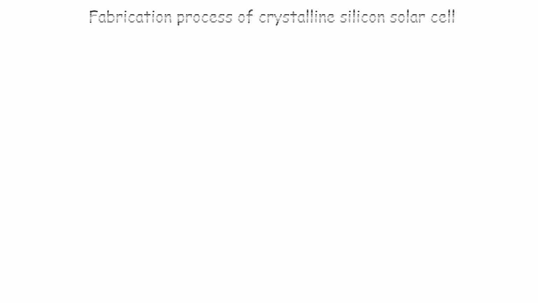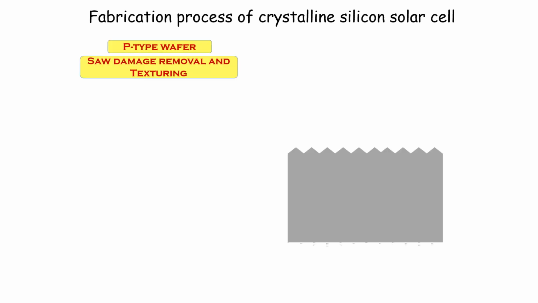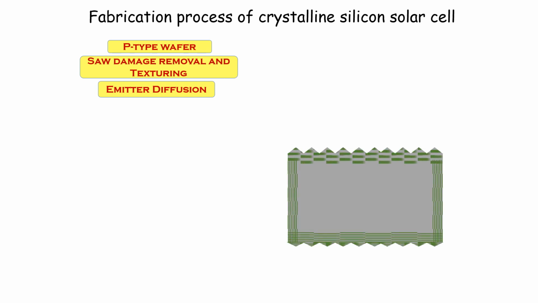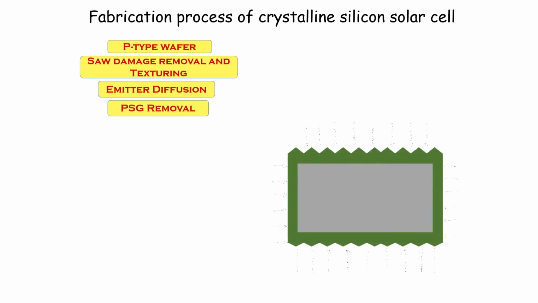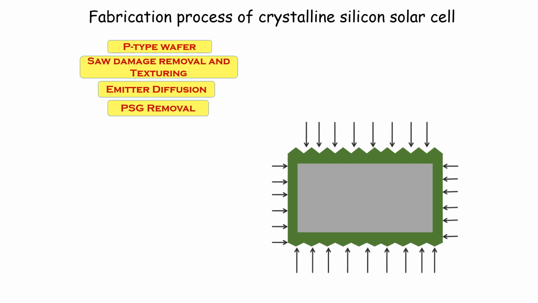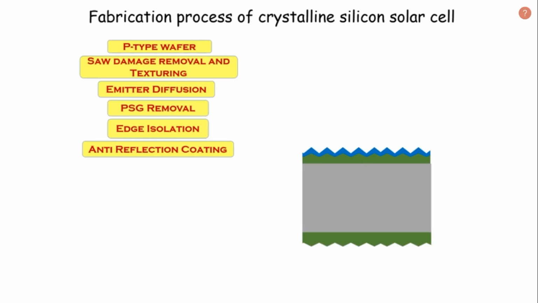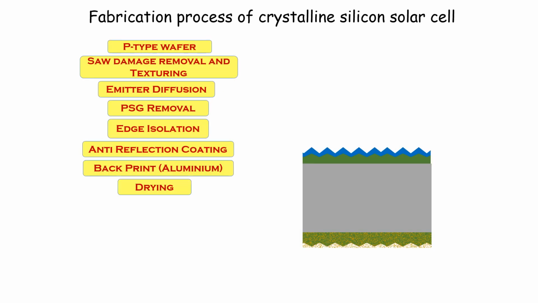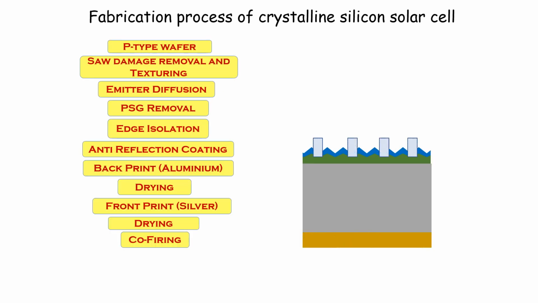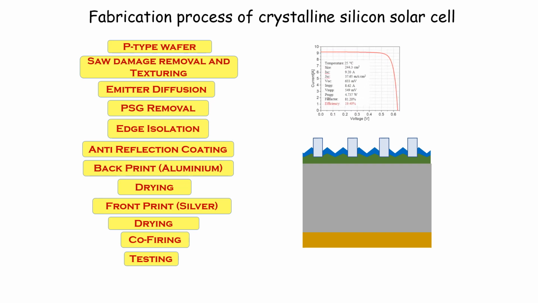Let me finally summarize all the steps. First, we start with a p-type silicon wafer. It is then texturized chemically to enable more light to go into the wafer. Then, we go for diffusion to form an n layer on the top. PSG formed during this time is removed chemically. We then isolate the edges to avoid shorting the front and rear surfaces. Next, we deposit an anti-reflection coating to further reduce reflection from the front surface, and finally we go for making front and rear metal contacts. After this, the cell is ready for testing.